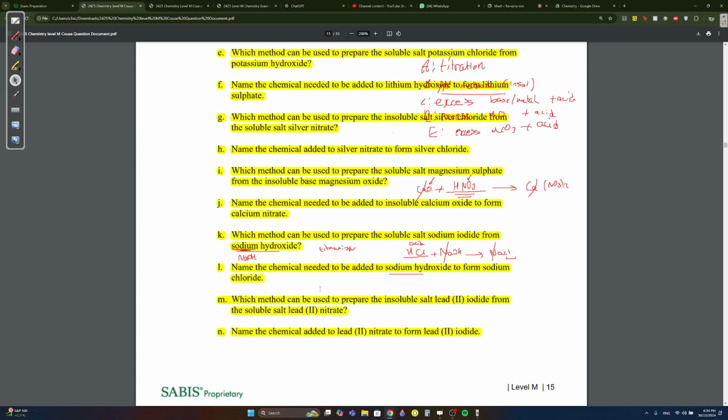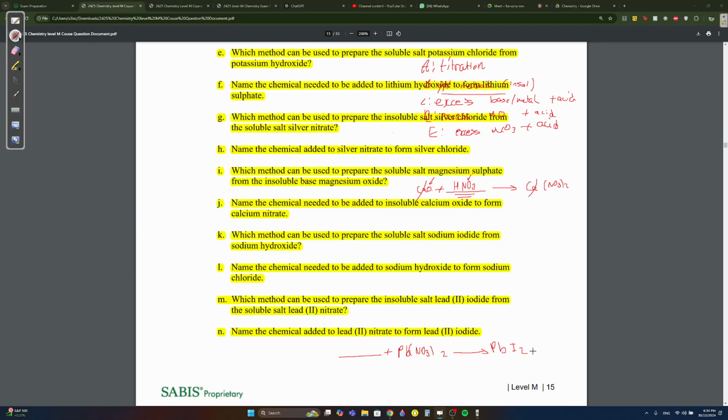Which method can be used to prepare the insoluble salt lead iodide from the soluble salt lead nitrate? Again, we're saying insoluble salt, so which method is going to be the precipitation method? Method B, right? Name the chemical added to lead nitrate to form lead iodide. Now you want a chemical. We need to add something to PbNO3 to form lead iodide.